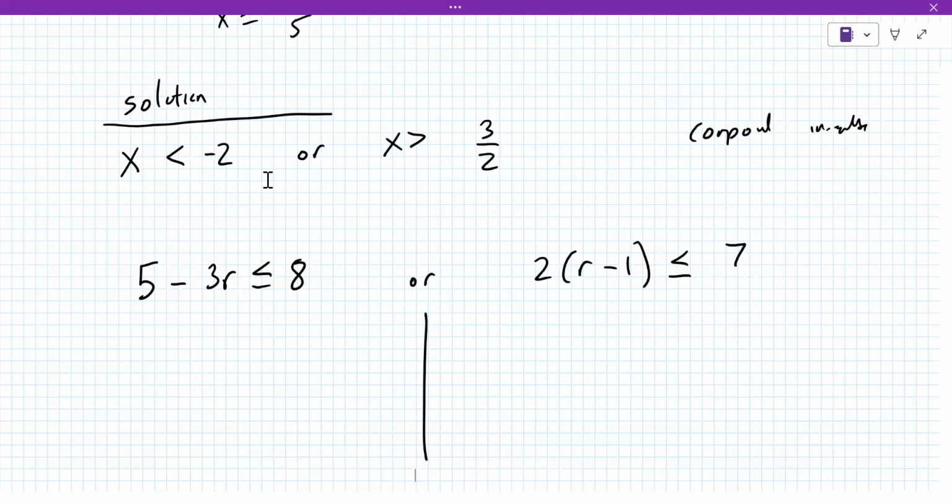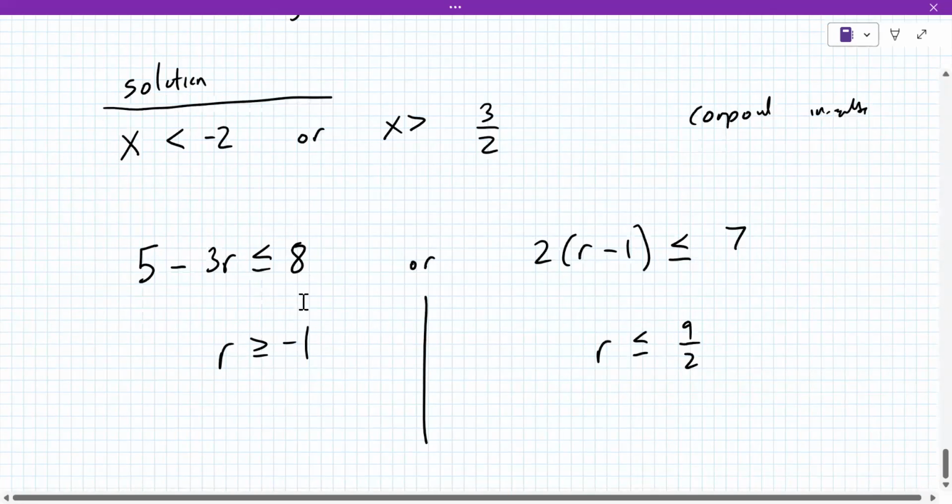So for the one on the left, I got r is greater than -1. Yes, r is greater than or equal to -1. Good. And then for the one on the right, I got r is less than or equal to 9/2. Yeah. Okay, so here we go.